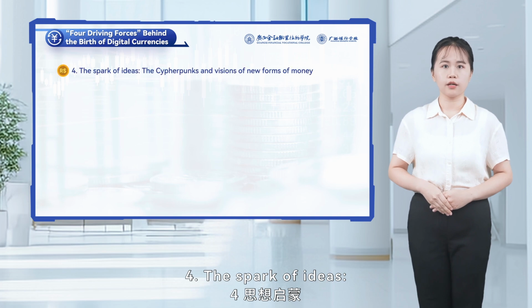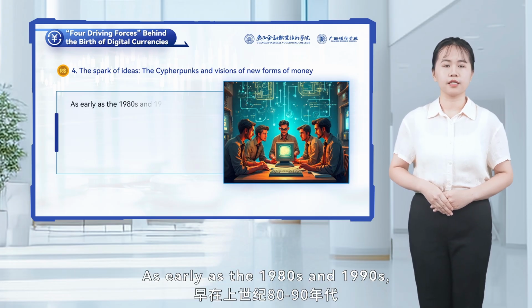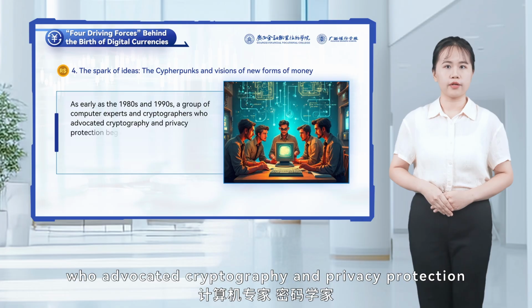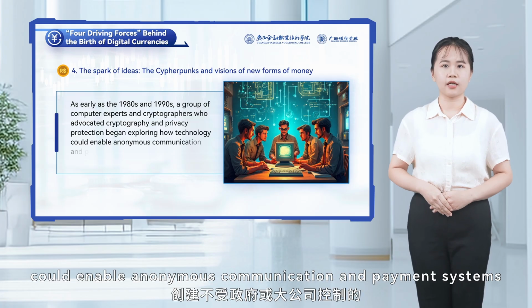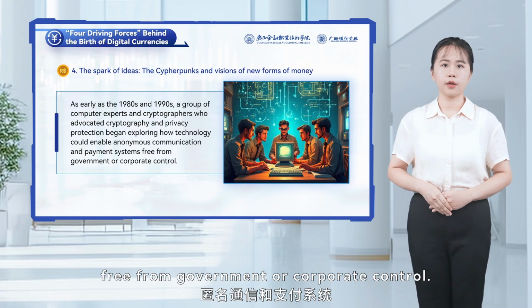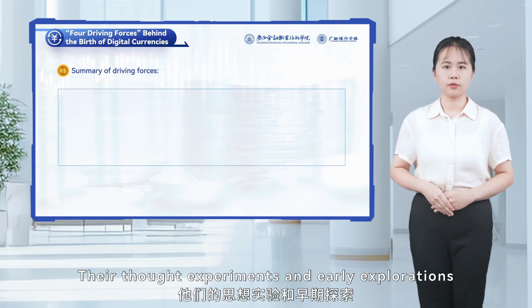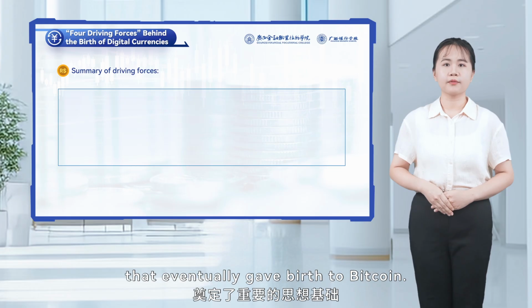4. The spark of ideas. The cypherpunks and visions of new forms of money. As early as the 1980s and 1990s, a group of computer experts and cryptographers who advocated cryptography and privacy protection began exploring how technology could enable anonymous communication and payment systems free from government or corporate control. Their thought experiments and early explorations planted the intellectual seeds that eventually gave birth to Bitcoin.